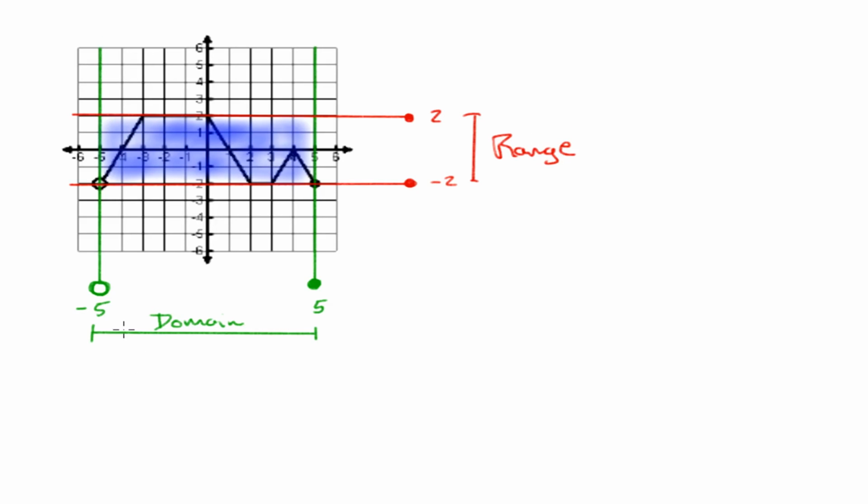So in order to actually write my domain, what I'm going to do is I'm going to say -5 is less than. Because this is open, it never touches. We don't say less than or equal. We just say less than x, which is less than or equal to 5. Here, in fact, it does touch, so we can say equal. For my range, I'm going to say -2 is less than or equal to, because this is closed, y, and then I have y is less than or equal to 2. I hope that helps.